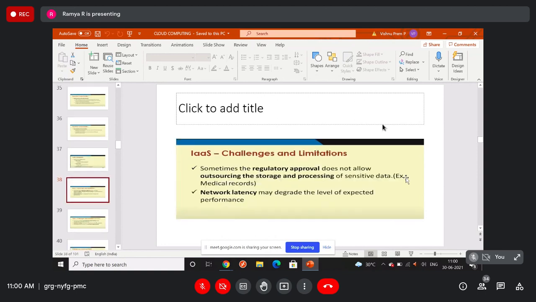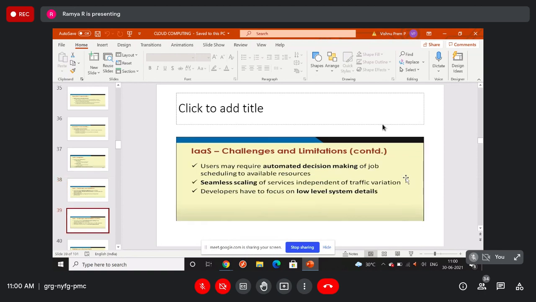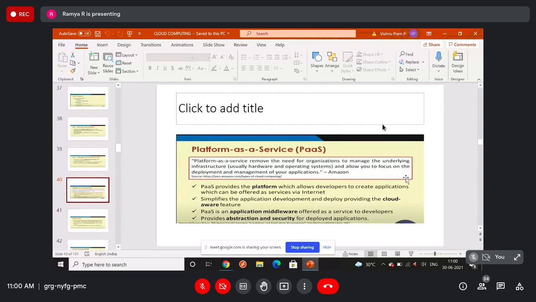Next, we have some challenges and limitations of this. Sometimes the regulatory approval doesn't allow outsourcing the storage and processing of sensitive data like medical records, and network latency. Those are some of the challenges and limitations. Next, users may require automated decision making, seamless scaling, and low level system details. Anything will have some challenges and limitations, so this also has some limitations.